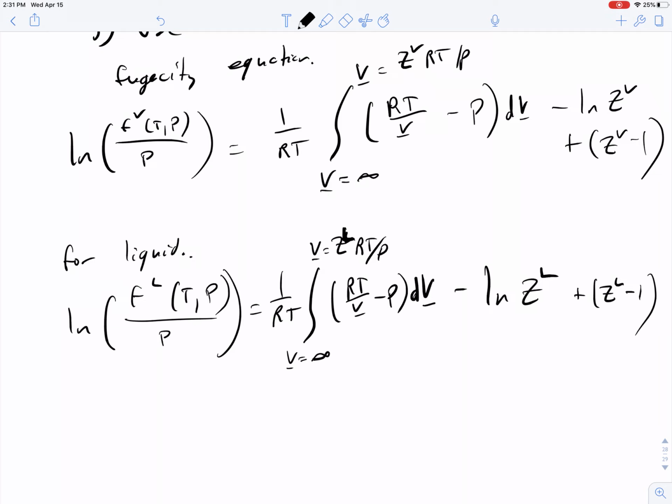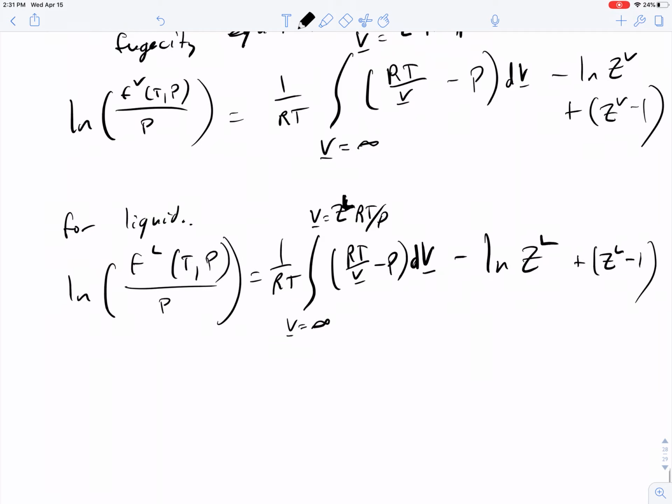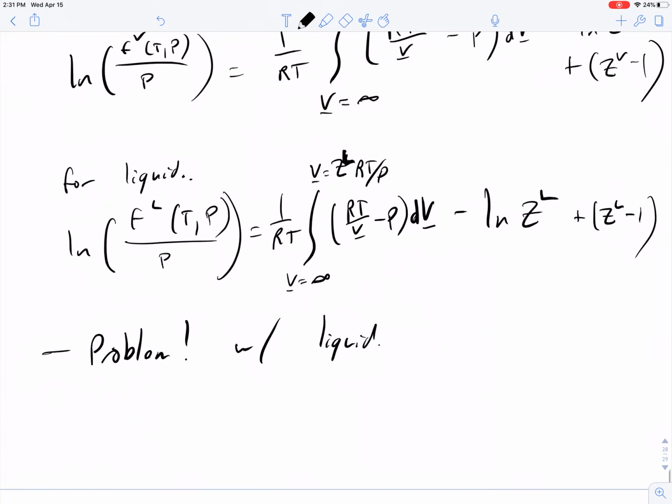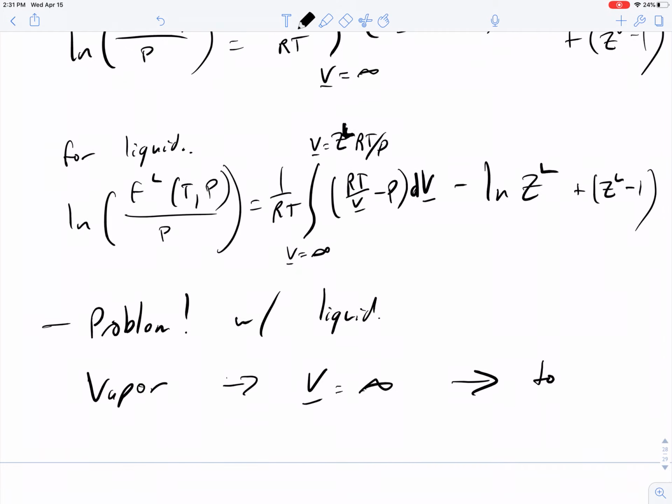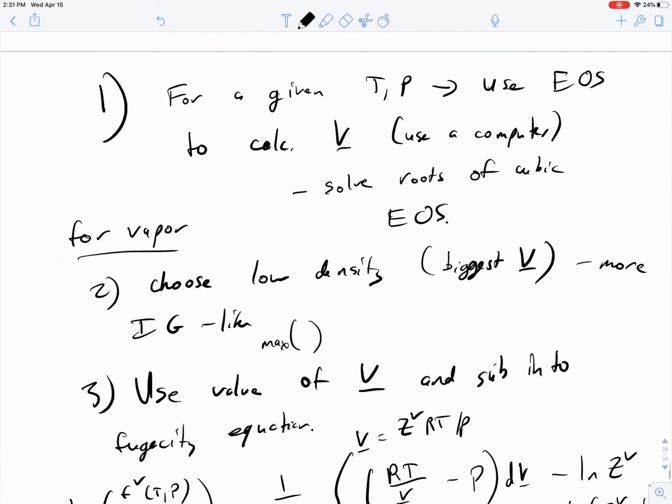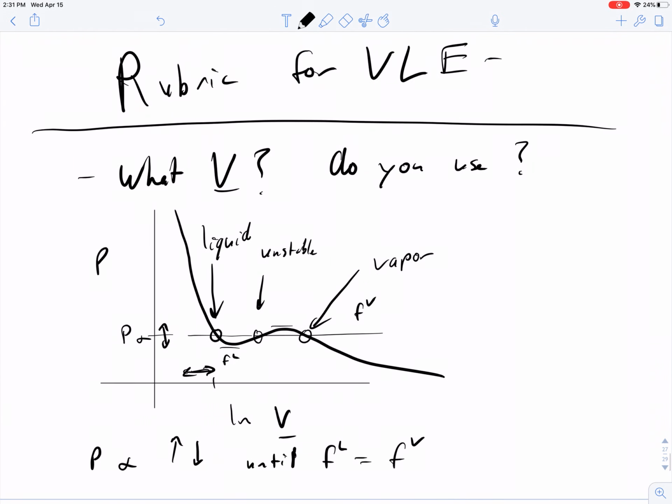Okay. But there's a problem with the liquid one. For the vapor one, it's really easy. Vapor goes from V equals infinity all the way to some V. On the graph, it looks like starting out way out here and doing the integral backwards up to this point here, this first point.